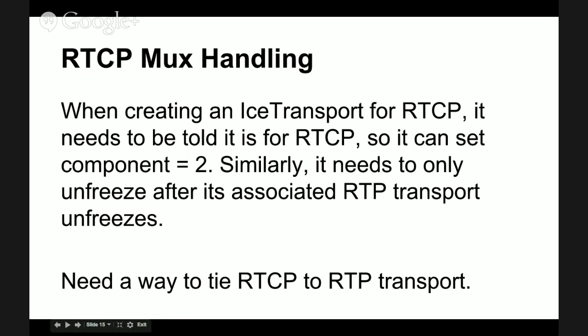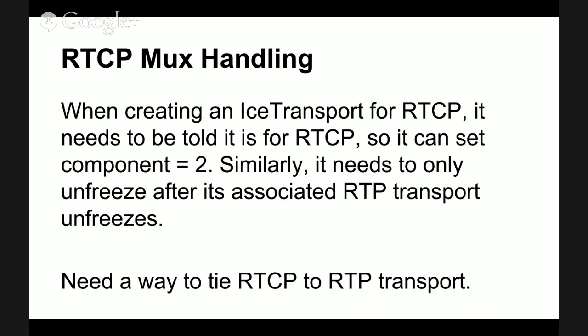So if we're going to support non-muxed RTCP, we need to have a way to create an ICE transport for the RTCP and make sure that the transport, when it's created, knows that it should have a different component number than the one for RTP. This is important because the candidates that it generates will have to indicate that it has component 2, and the priority of any connectivity checks, the priority of any candidates that are generated, need to indicate that they're for RTCP. Similarly, when the freezing happens, we want to make sure that we do the unfreezing on component 0 first, and then we move on to component 1.